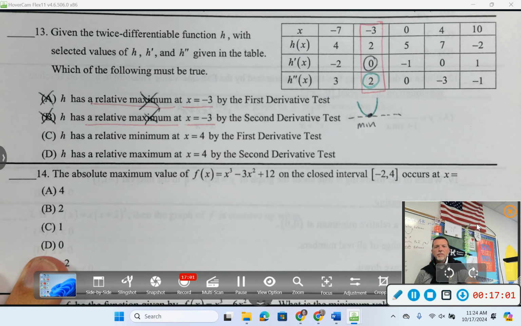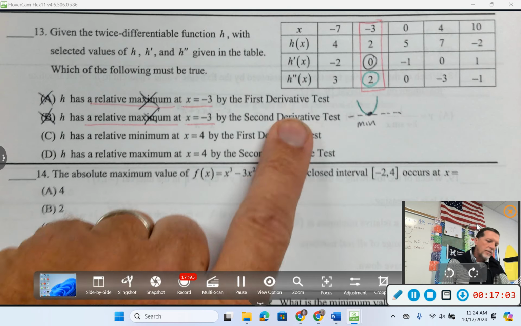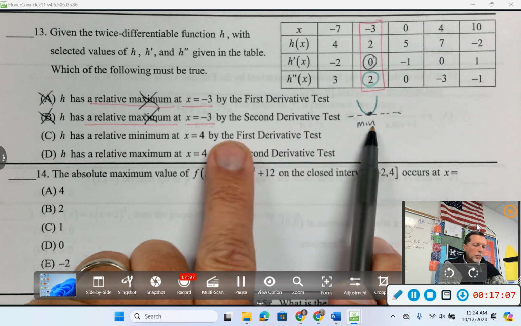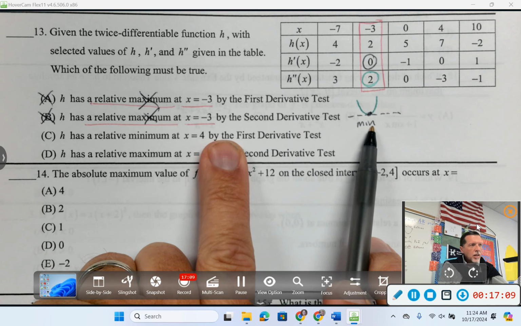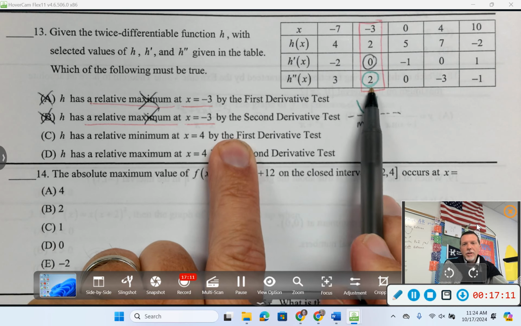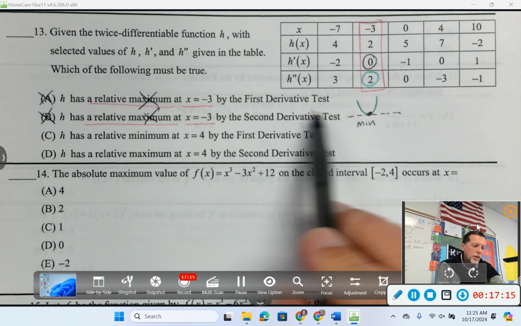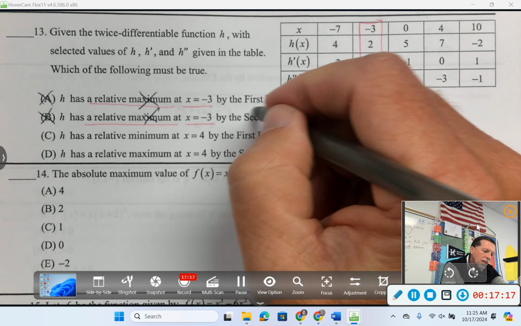Not really even worried about first derivative test and second derivative test. Do you know which test we used to determine it was a minimum? The second derivative test, because that's how we knew. We didn't know increasing, decreasing on either side. That would be a first derivative test.